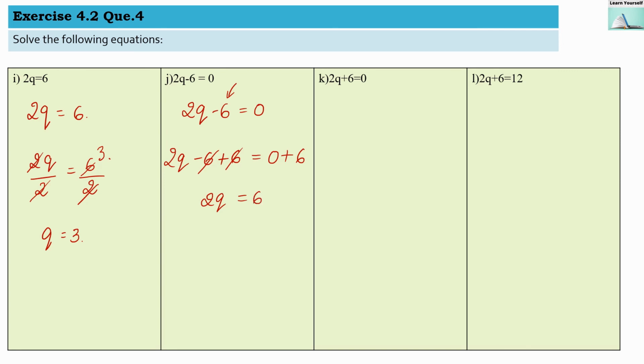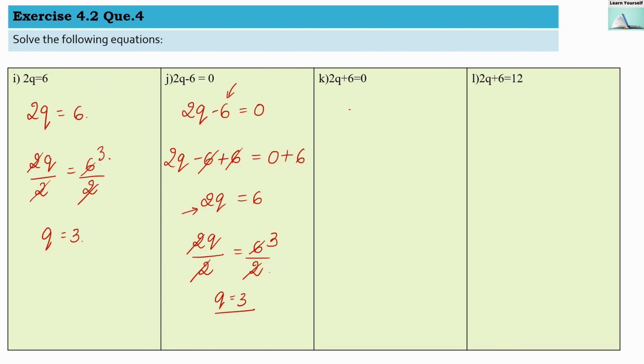Now we want to remove this 2. It is in multiplication. So we can divide with 2 towards both the sides. So this 2 and this 2 will get cancelled out. Whereas here we can divide this 6 with 2 and we will get 3. So q equals to 3 will be our answer.